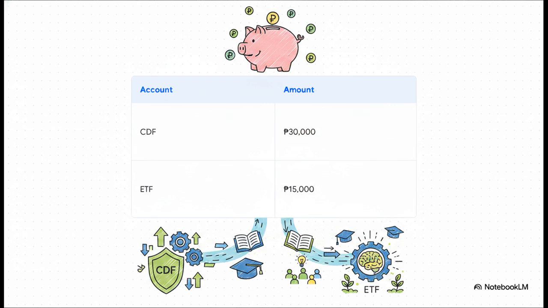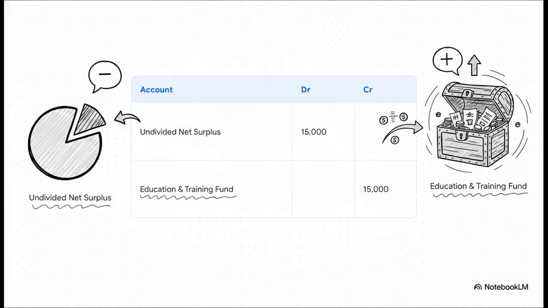It is literally the lifeblood of the cooperative's capacity-building efforts. Now, what's really interesting about this next part is how we translate that concept into an actual accounting reality for step 2, the allocation entry. We debit the undivided net surplus for 15,000 pesos. Why a debit? Well, because we are actively reducing the overall undivided surplus pie. Then we credit the Education and Training Fund for 15,000 pesos. By crediting the ETF, we are officially parking that money into a designated liability or equity reserve account.